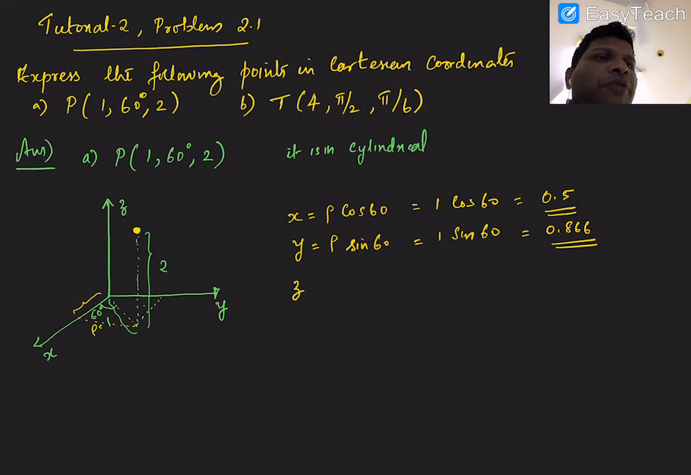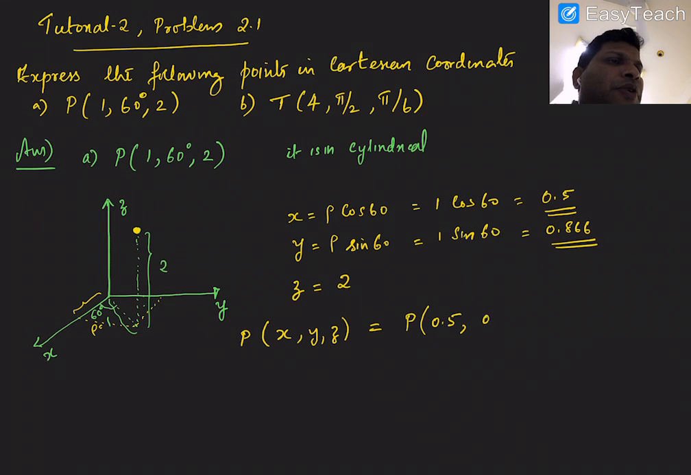And what will be the value of z? z is the same in cylindrical and the Cartesian coordinates. So the value of z will be equal to 2. So there is no change. So the point P in xyz coordinates, or the Cartesian coordinates, is given as P of 0.5, 0.866, comma, and z equal to 2. I hope this part is clear to you.